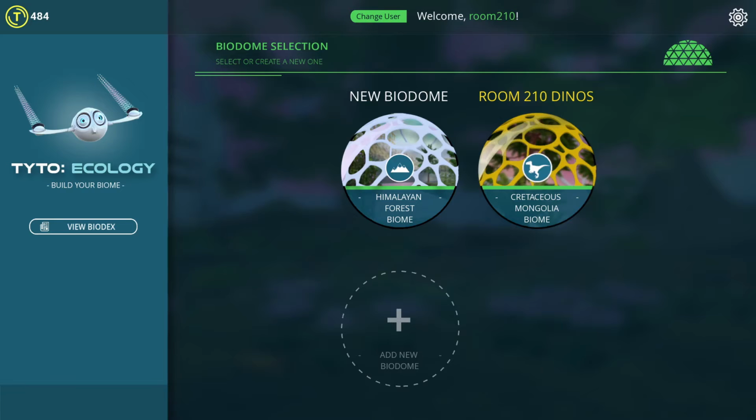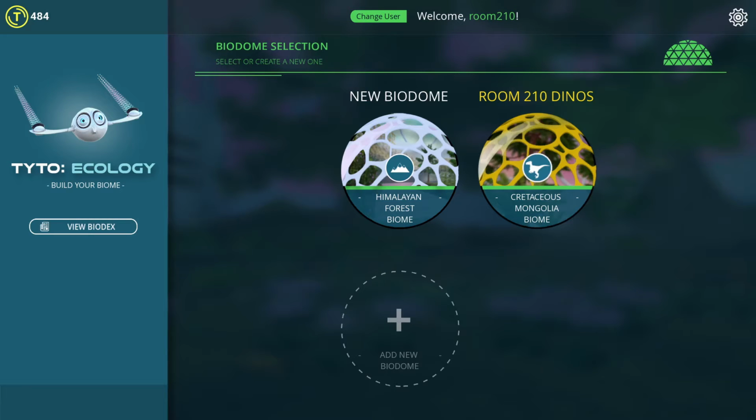I have this game called Tyto Ecology, and in this game you build your biome. Basically this is building a biodome, which can be a lot of fun. This used to be a game you could play on iPad, but they don't allow it anymore. I don't know why, but you can play it on Steam. And that's what I'm doing.